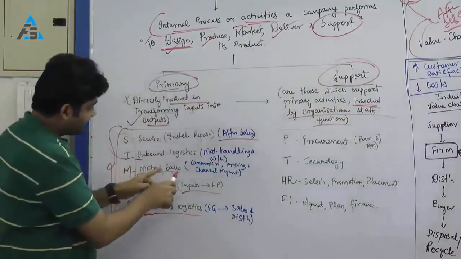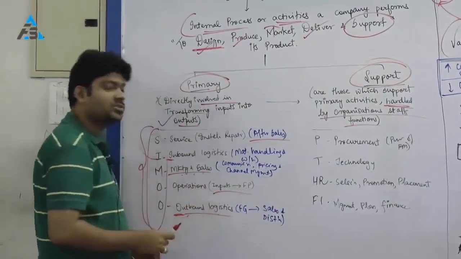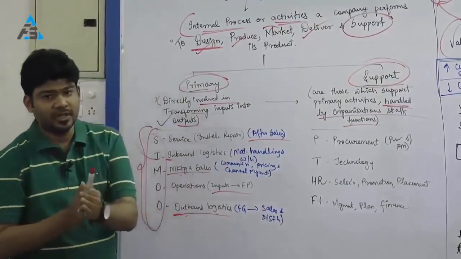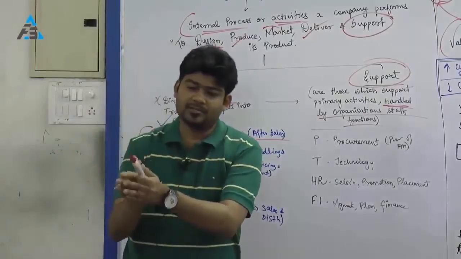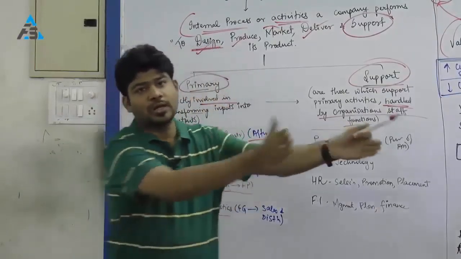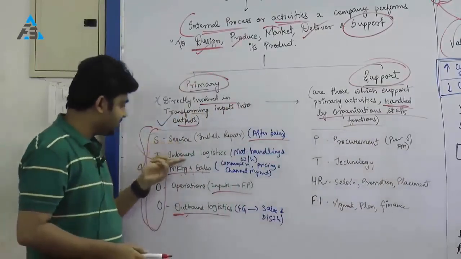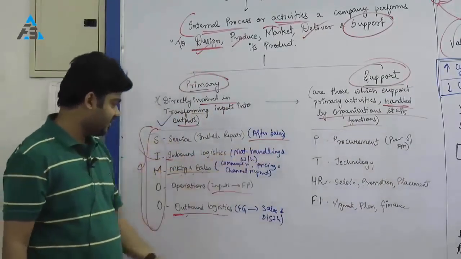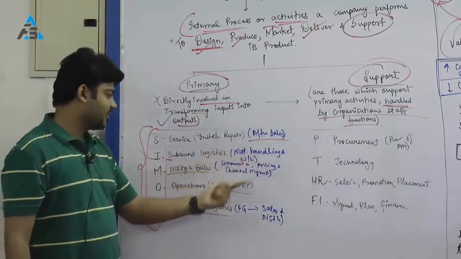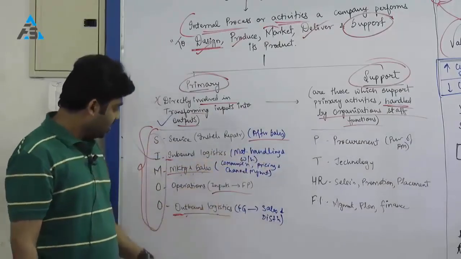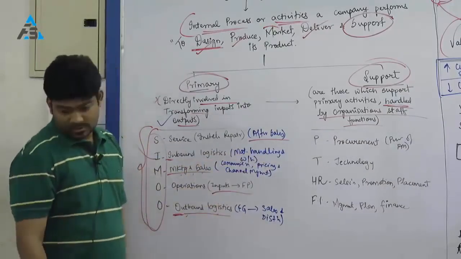See, different na, marketing and sales is different and outbound logistics is different. Logistics is more concerned with transporting the good from the place of my factory where goods have been produced to the end consumer. So this is where the primary activities are: service, inbound logistics, as I said, material handling and warehousing, marketing and sales, communication, pricing and channel management, operations, and finally outbound logistics.